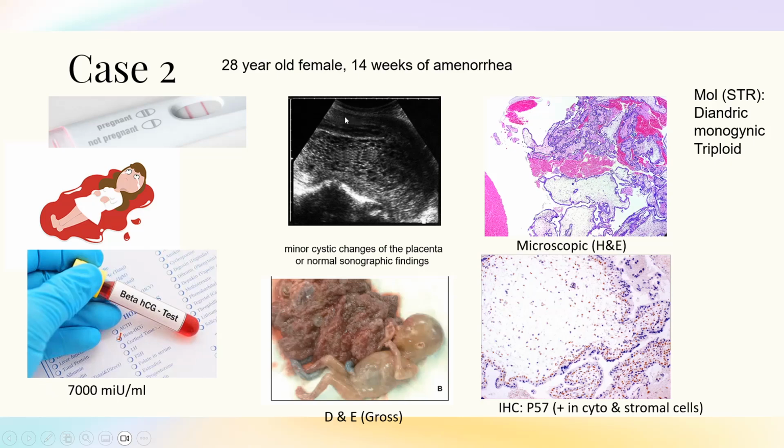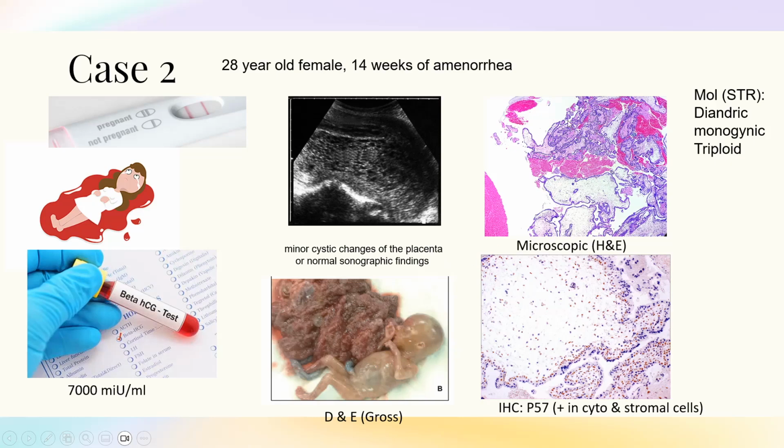On ultrasound, she had cystic changes, but they were minor cystic changes in the placenta, and this is the fetal part. Owing to her vaginal bleeding, they took the decision of dilatation and evacuation, and we had this, the product of conception with this fetus. Let me be frank with you. This is not always the classic picture. In most cases we do not get this, so things are not so clear.